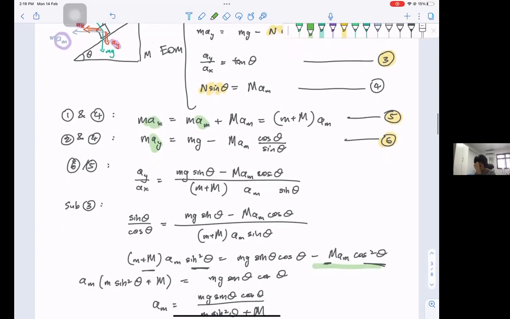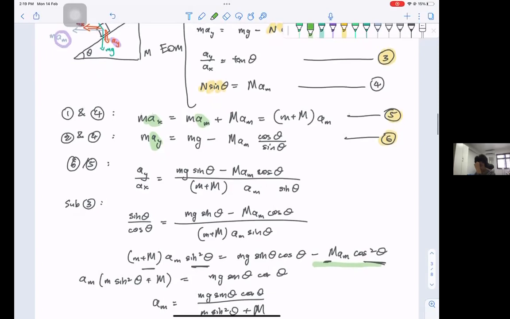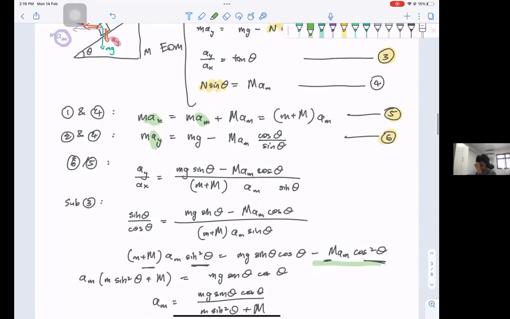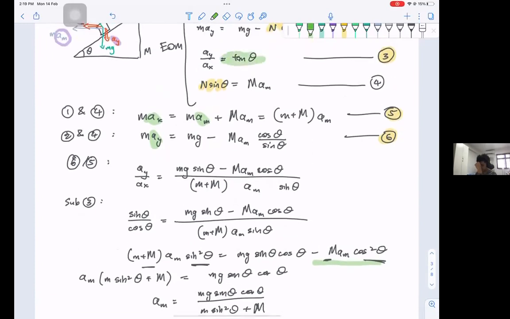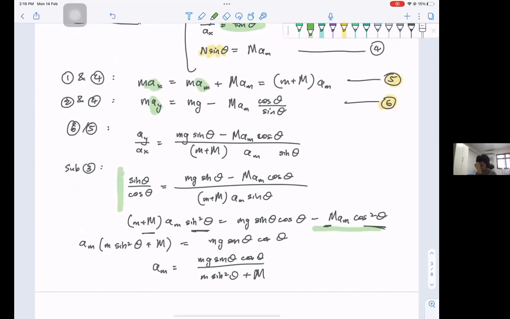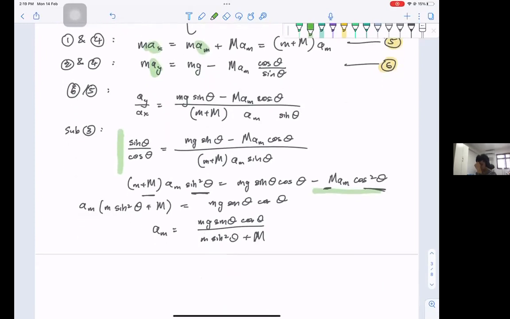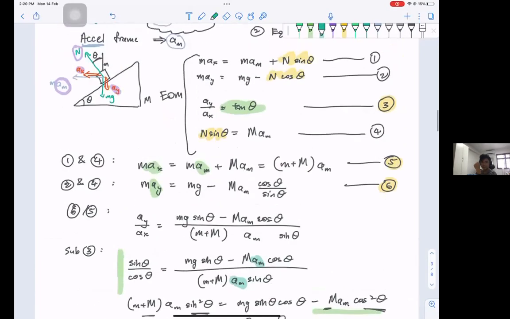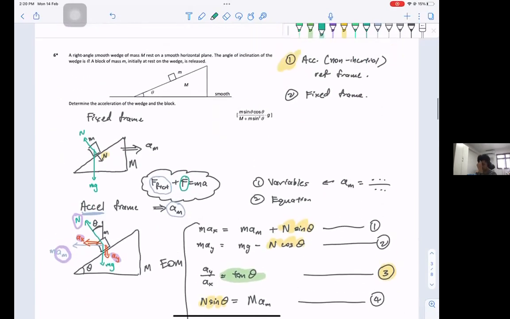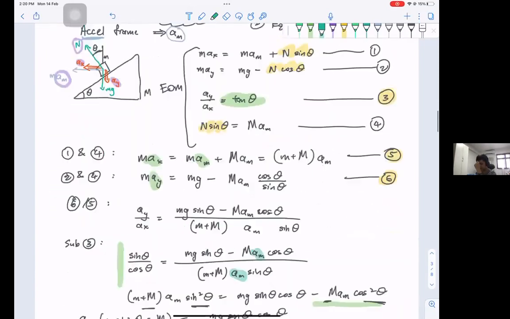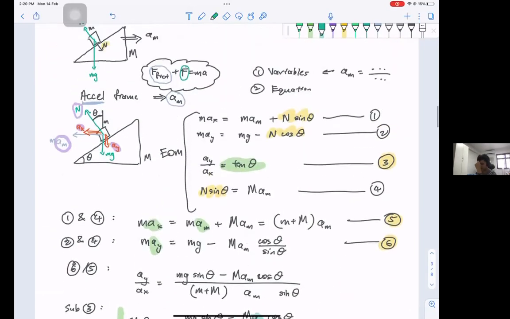From there, I further went on to eliminate ax and ay by dividing 6 over 5. Because 6 over 5 is ay over ax, which equals tangent theta, that gave me this equation. And from there, it's a matter of rearranging to make AM the subject of the formula, because the goal of the question is to find AM, and in the end we found AM in terms of all the constants. That's the spirit behind most mechanics questions anyway. So that's the way to do it using the accelerating reference frame.